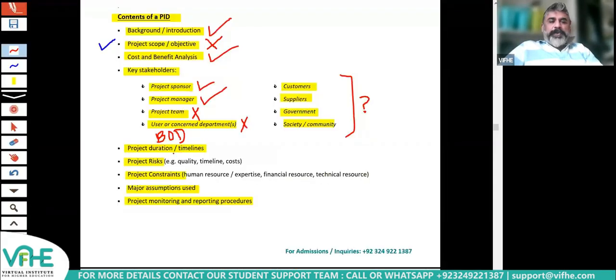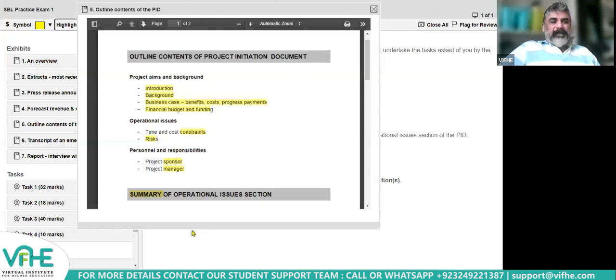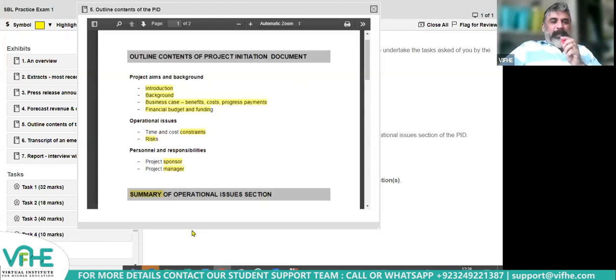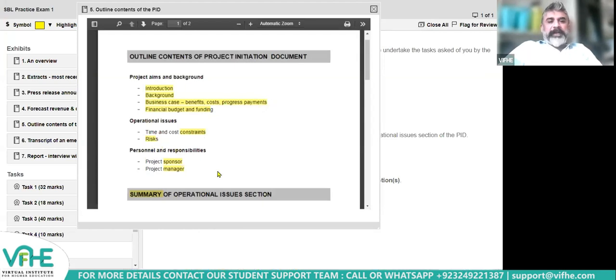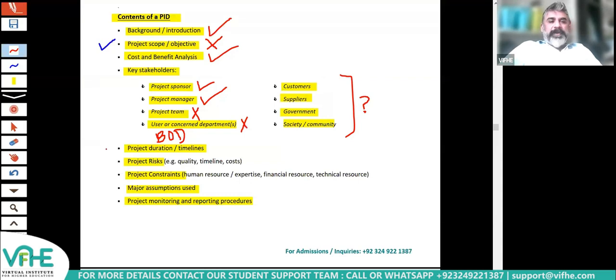So project duration and timelines. Did you see project duration and timelines? Some people are saying yes, some people are saying no. Where is the timeline? Those who are saying there is a timeline on the next page. Okay. So right now, where is the time and cost constraint? That's another thing. Constraint is a sub-item. So I don't see duration. Okay. So I will say this is missing. Risk is there. Yeah. Constraints are there. Major assumptions used. No.